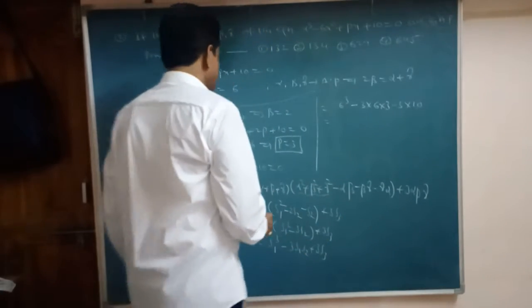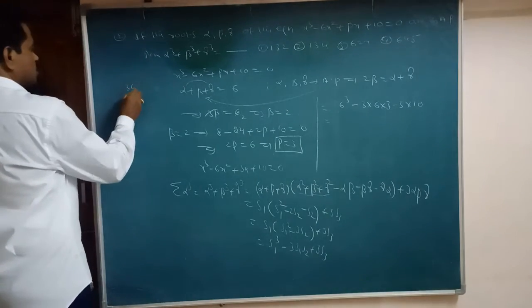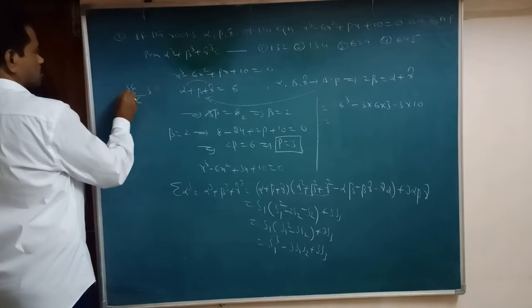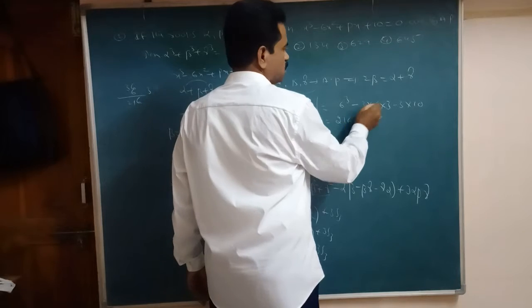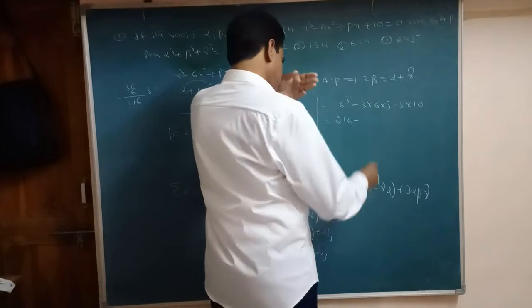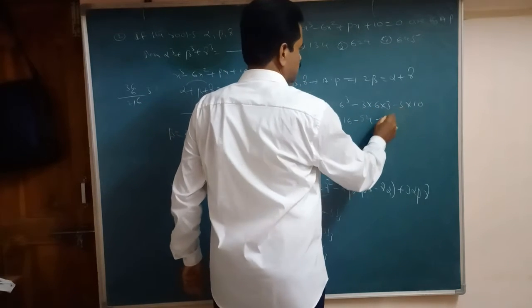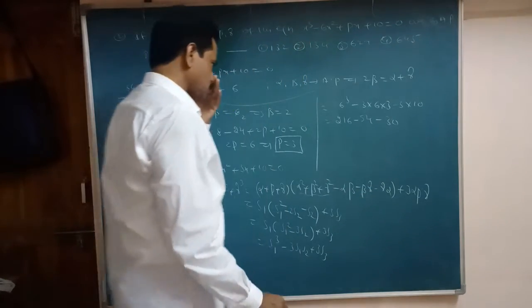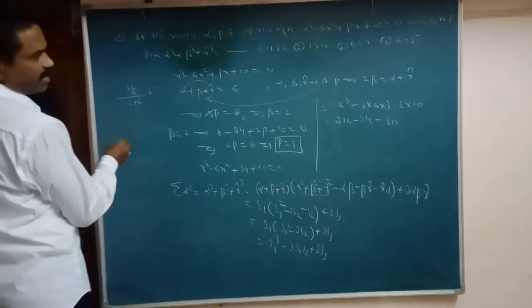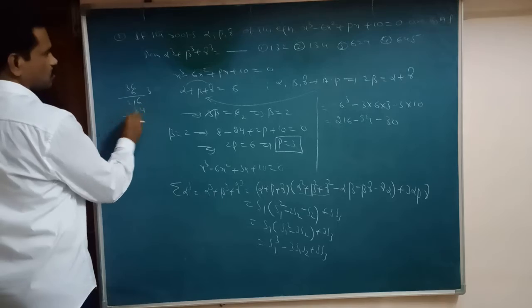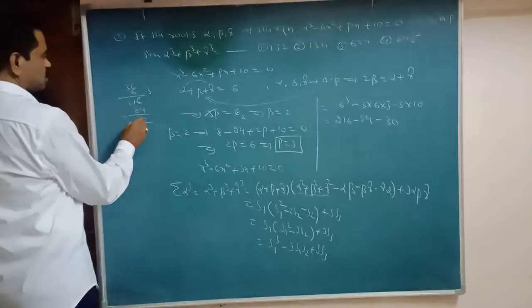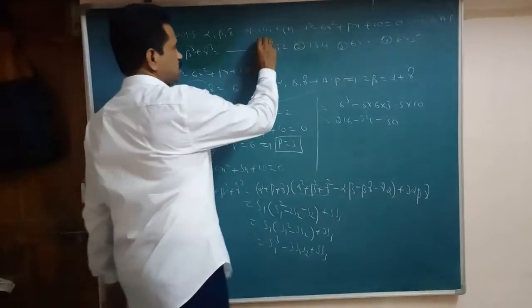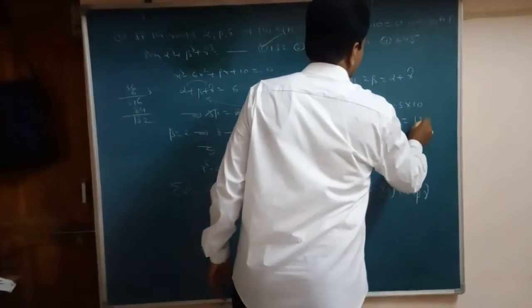So simplify here. This is 6 cube. 36 into 6, 216. 216 minus 3 into 3 into 6, that is 54, minus 30. Now subtract here. So that is 216 minus 84. So it is how much here? 132. This is the first option, equal to 132.